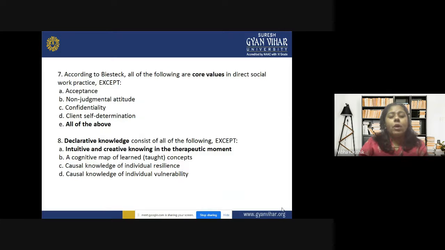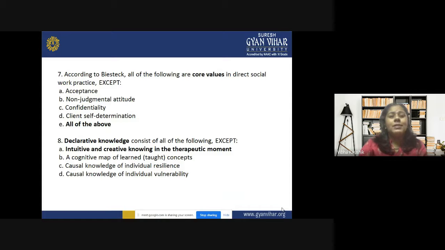Now, the seventh one, according to Bystick, all of the following are core values in direct social work practice, except. Options are A, acceptance, B, non judgmental attitude, C, confidentiality, D, client self determination, or E, all of the above.